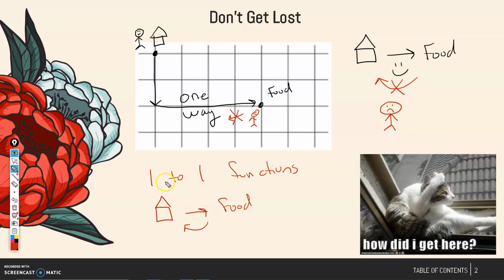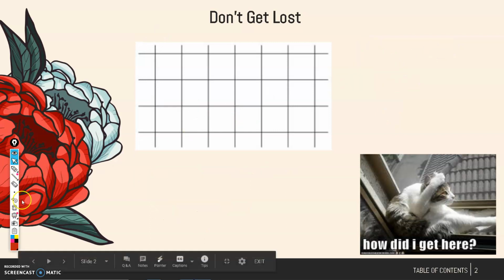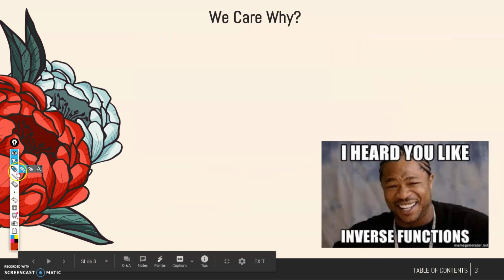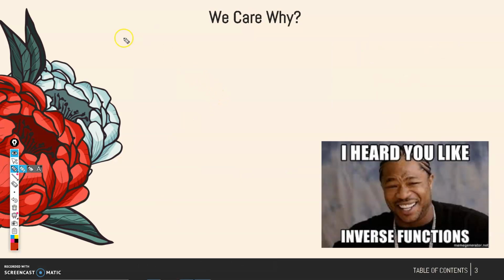One-to-one functions have an exact path to get where you're going, and then an exact path back, and it's the same exact path. So let's look a little more at why we care. Why do we care about one-to-one functions? Why do we care if there's a way back? Why do we care that we've mapped something from one place to another and there's an exact way to get back? Well, because of inverses.